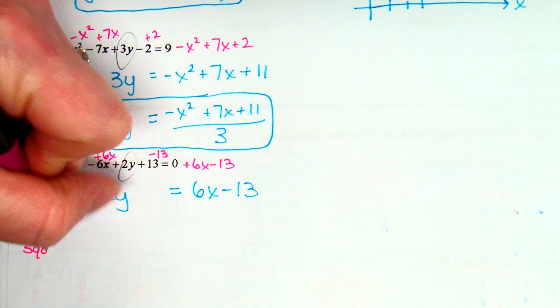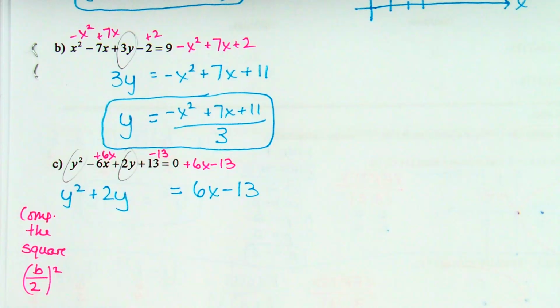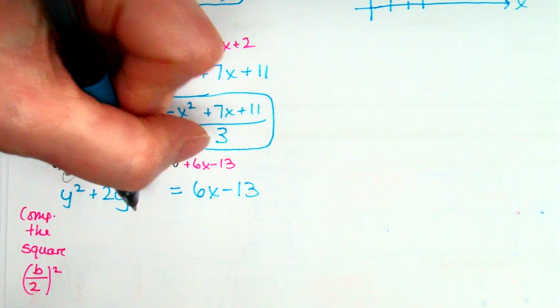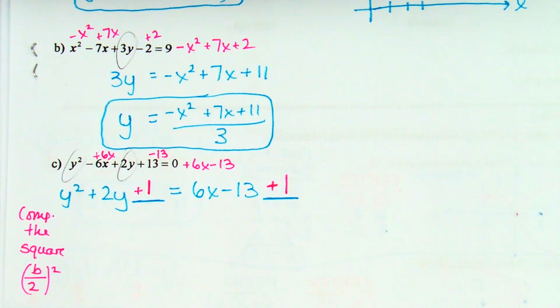B over 2 quantity squared is the number you add to not one, but both sides. Okay? So half of 2 is 1, 1 squared is 1. So you end up adding 1 to the left and to the right. You factor the left and then you solve kind of like you did the first one. I'll finish this up for notes. Finish your homework for tomorrow, okay?